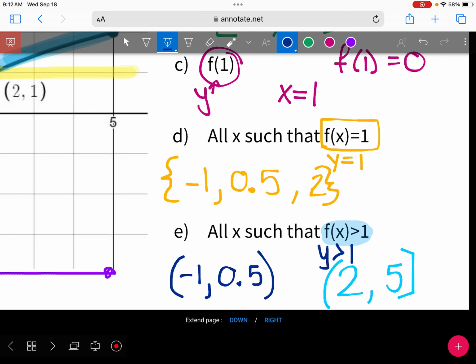So our space that has all x's such that our function is greater than 1 is the interval from -1 to 0.5, unioned with 2 to 5, with 5 being included.